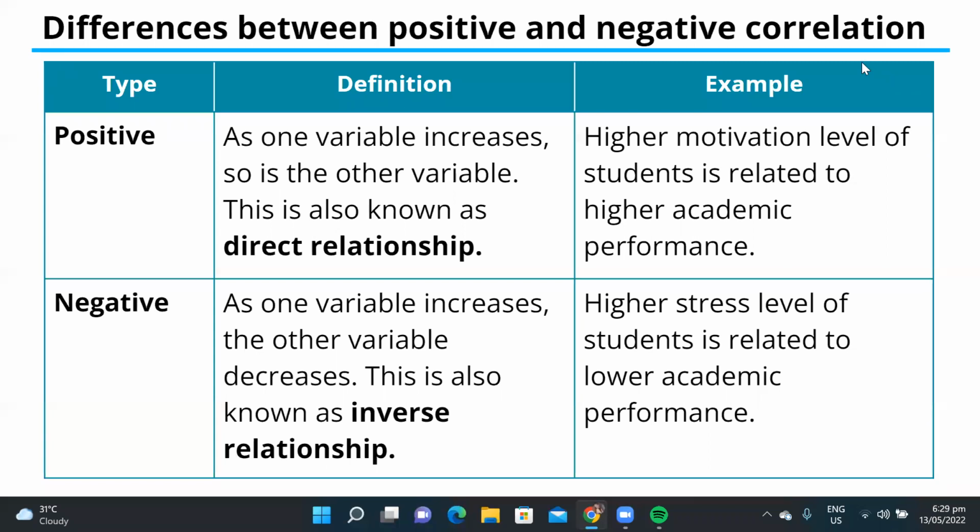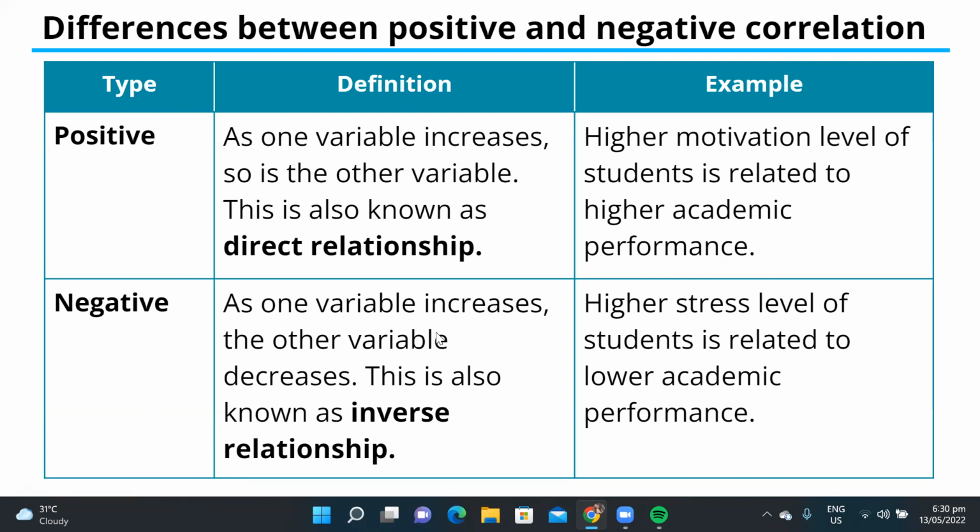So when we're using correlational design, hindi tayo gagamit ng dependent at independent variables. Yung dependent at independent variable na yun, applicable lang for experimental research. So for example, higher motivation level of students is related to higher academic performance. Yeah, so kapag mas mataas yung motivation ng students, mataas din pala daw yung higher academic performance. May positive relationship sila sa isa't isa.